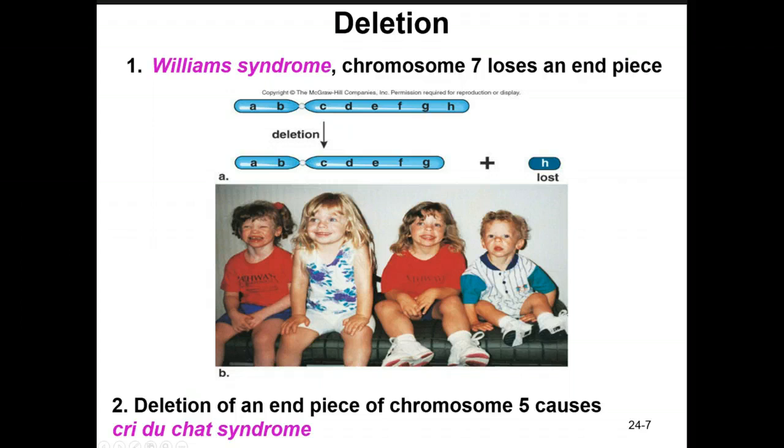Another syndrome that is caused by deletion is cri du chat, which stands for cry of the cat in French. This is caused by a deletion of chromosome 5. Babies who have this syndrome often have a cry that sounds like a kitten meowing, hence the name cry of the cat.